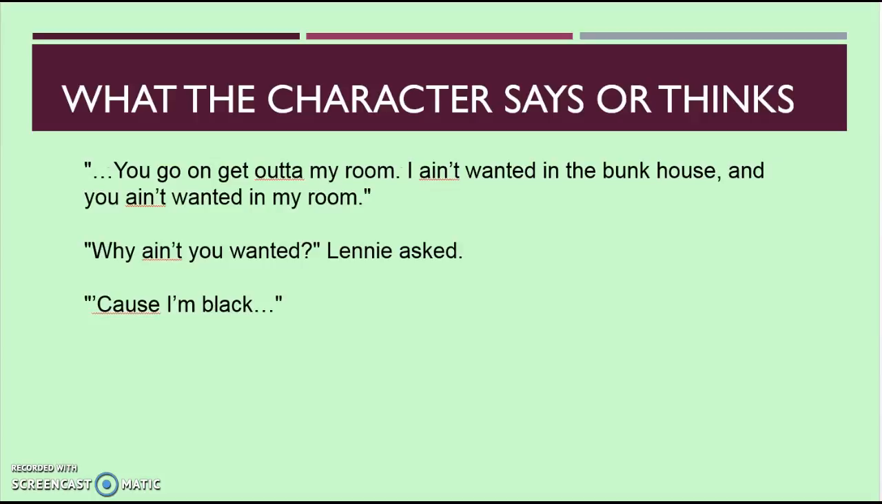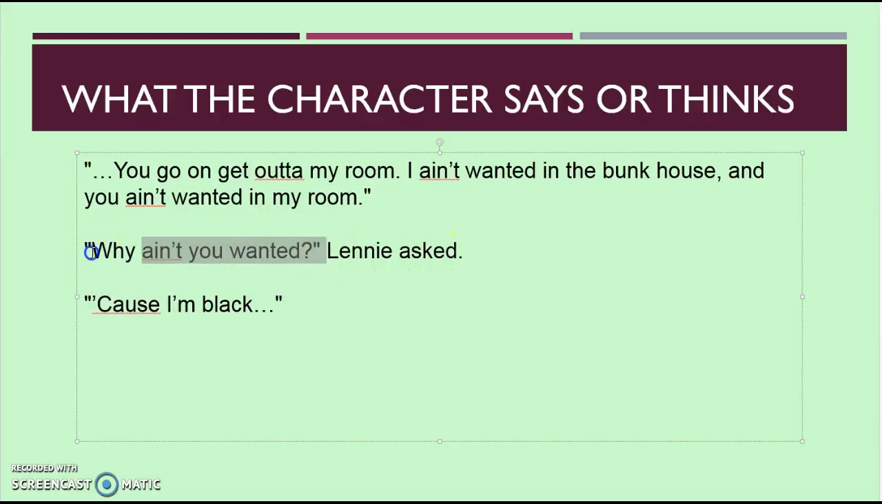Here's another example where we learn about a character through what they say, even without being told something explicitly. This is a conversation Lenny has with Crooks, who is the black man on the ranch who is sort of segregated from the others, and Crooks is angrily saying, "You go on, get out of my room. I ain't wanted in the bunkhouse, and you ain't wanted in my room." "Why ain't you wanted?" Lenny asked. "'Cause I'm black." So Crooks has to spell it out for him.